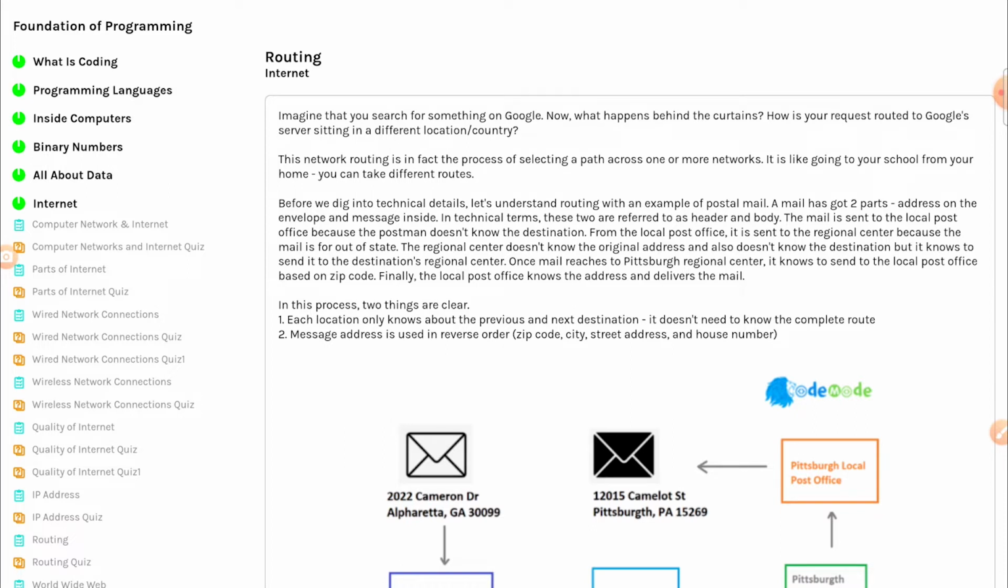Currently you are learning about internet, and in today's class we will learn about routing.